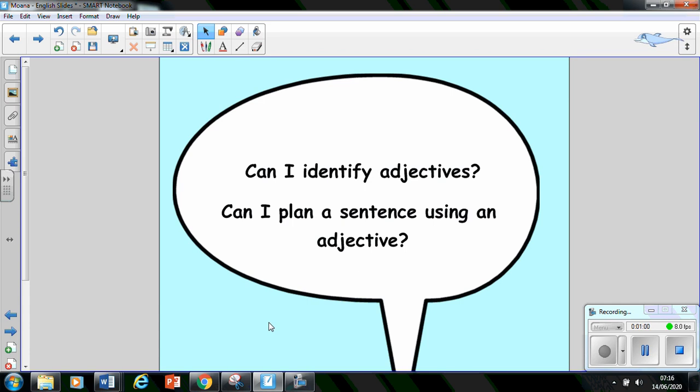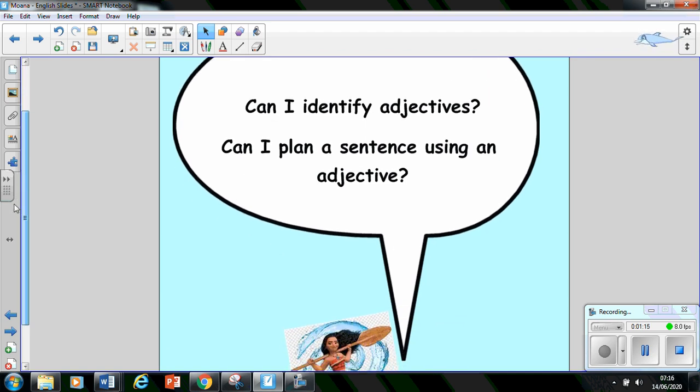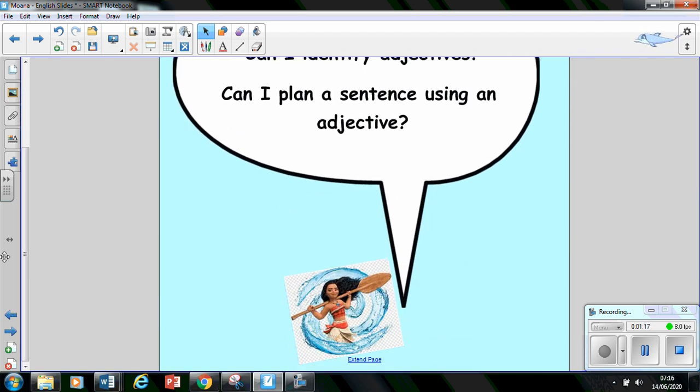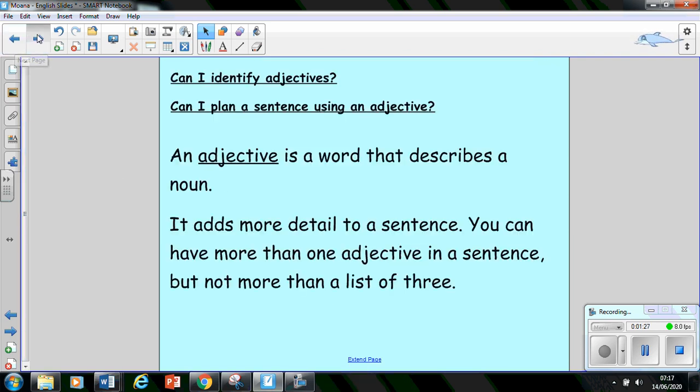Okay, it says here, can I identify adjectives? Can I plan a sentence using an adjective? That is our learning objective today. But let's see who is asking you these questions. There she is, the lovely Moana. So she's asking you, can I identify adjectives? Can I plan a sentence using an adjective?